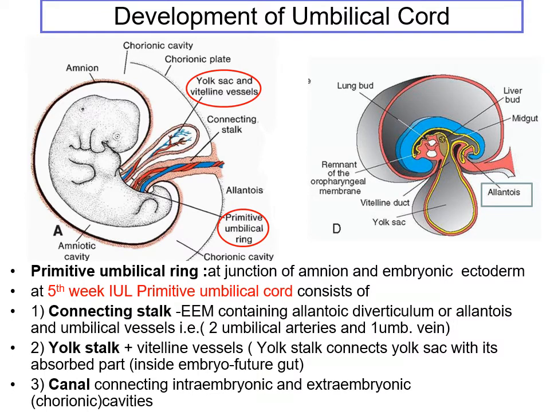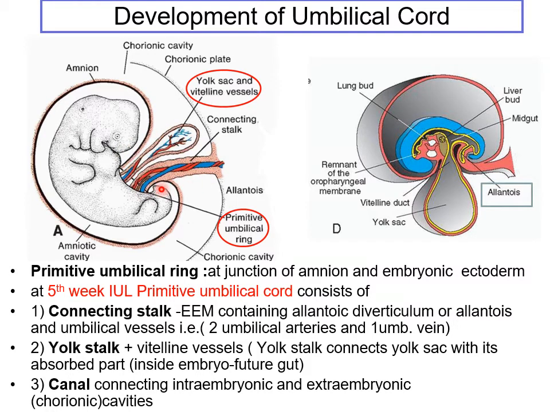Now note at the junction of the embryo and the connecting stalk, this area is known as the primitive umbilical ring. Basically it's a junction of the skin, where all these things are coming in and out. Now this is amnion, it surrounds the whole connecting stalk as we said. So it's at the junction of the amnion and the embryonic skin or embryonic ectoderm at around the 5th month of intrauterine life. Now this is the whole primitive umbilical cord.